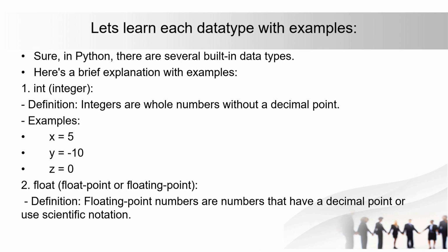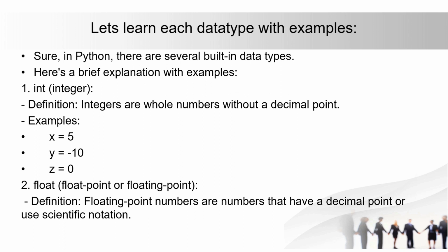In Python, there are several built-in data types. Here is a brief explanation with examples. First one, integer. It is represented by int. Integers are whole numbers without a decimal point. Here are some examples: x = 5, y = -10, and z = 0. In this way, we represent integers.